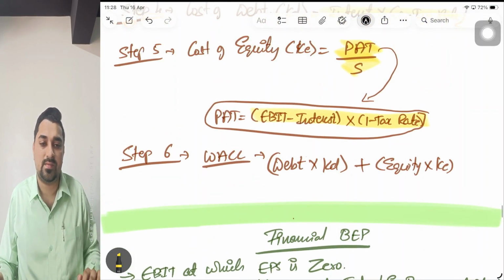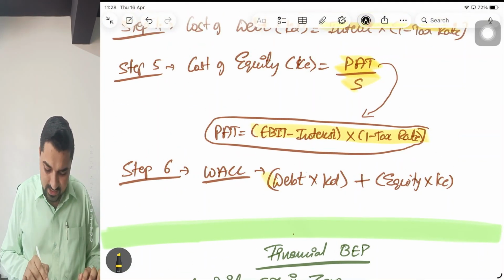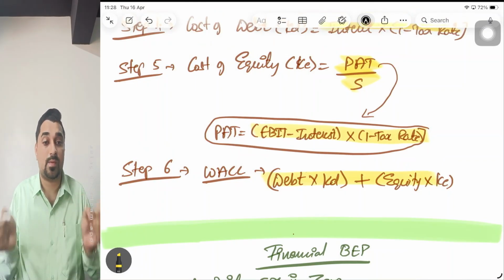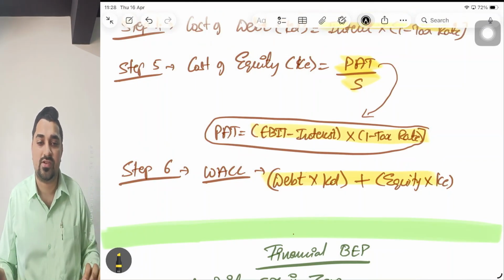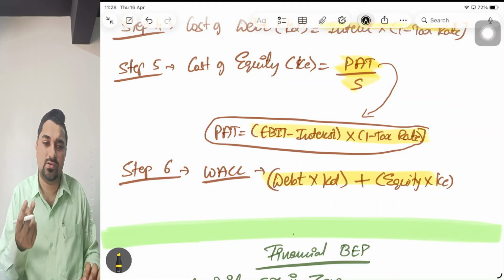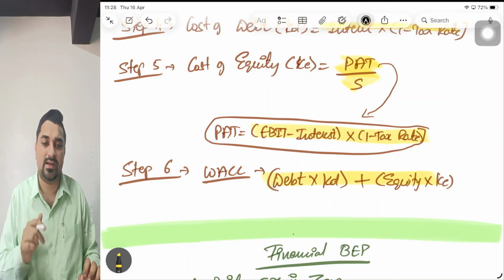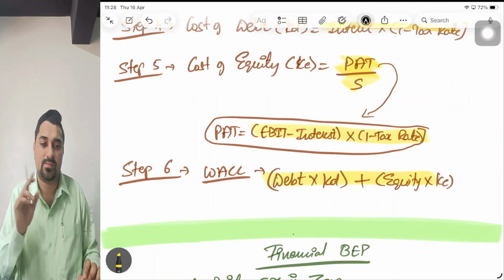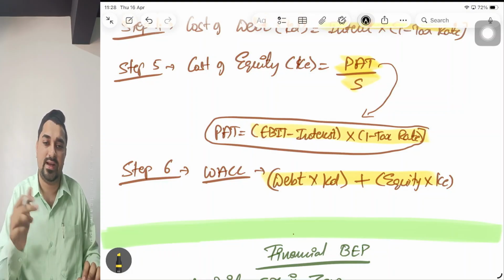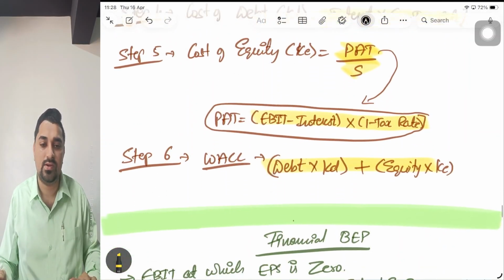Now last step, step number 6, I will calculate WACC. How do you calculate WACC? Same, proportion into cost, proportion into cost, exactly what we had studied in the cost of capital chapter. There are only two sources of finance, one is debt, one is equity. That is KD into amount of debt, KE into amount of equity. So proportion into cost, proportion into cost. This is how I calculate WACC.